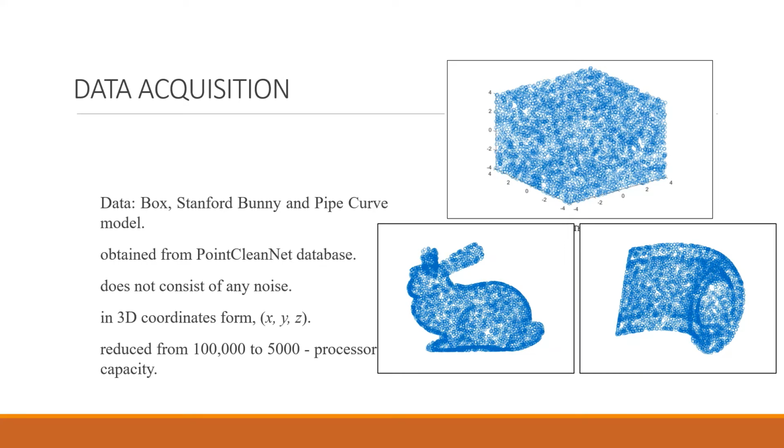So this is the data acquisition, the 3D point cloud. Okay, so in this research, we use the box, Stanford Bunny, and also pipe curve model, which is freely available data in the Point Linet database. Originally, this data does not consist of any noise. It is in 3D format. Since each data set consists of 100,000 points, which a usual laptop cannot carry, we reduce the data to 5,000 points randomly.